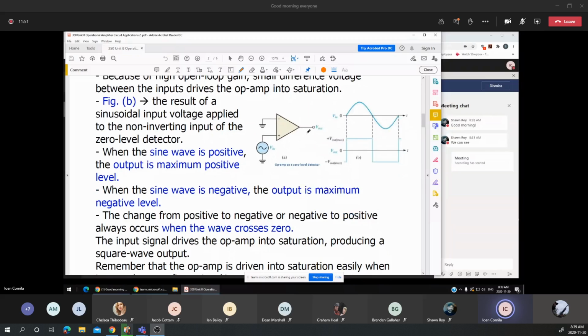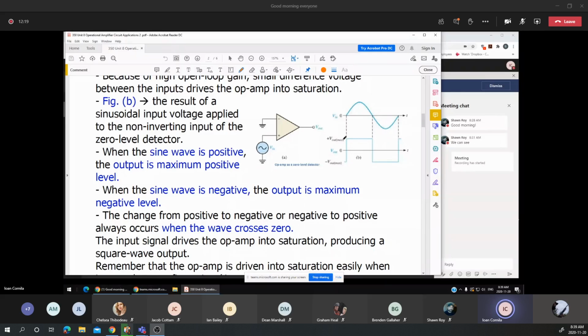Remember, you notice that there is no feedback network or feedback resistance between the input and the output. This means that the open loop gain, AOL, being very high, will saturate the output voltage to the maximum.